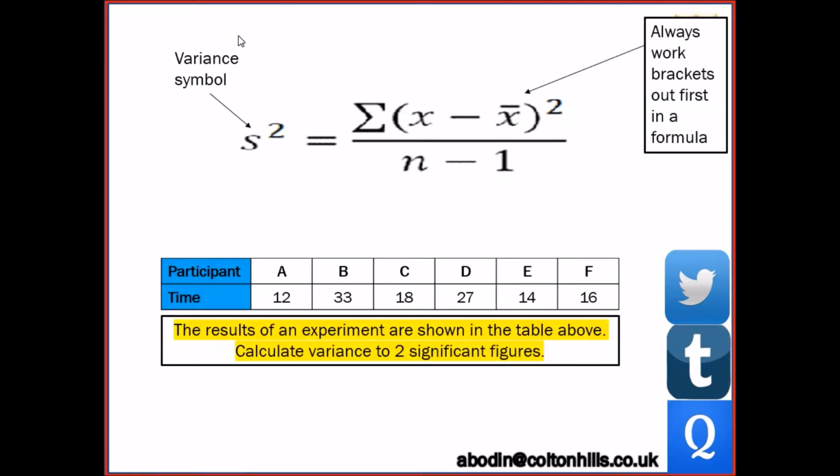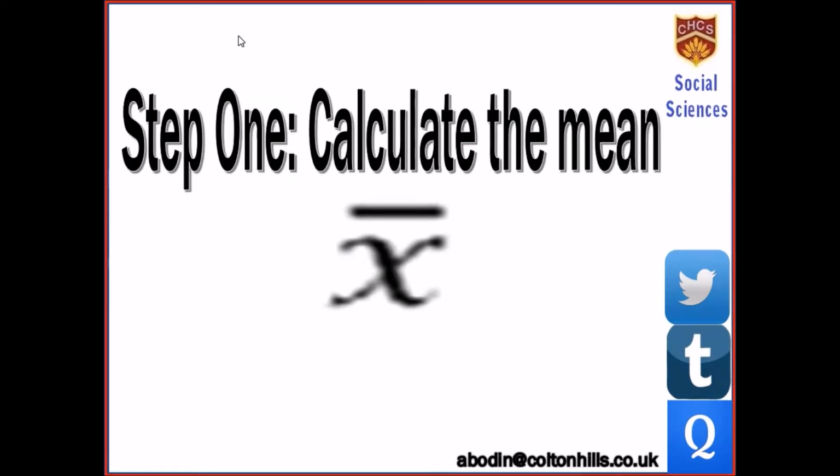So here's the results of an experiment, and we're going to calculate variance to two significant figures. This is something that you could be asked to do within the exam, and you could be asked to present it to two significant figures. So the first thing that we need to do, we need to calculate the mean in order to carry out the formula and work out variance.